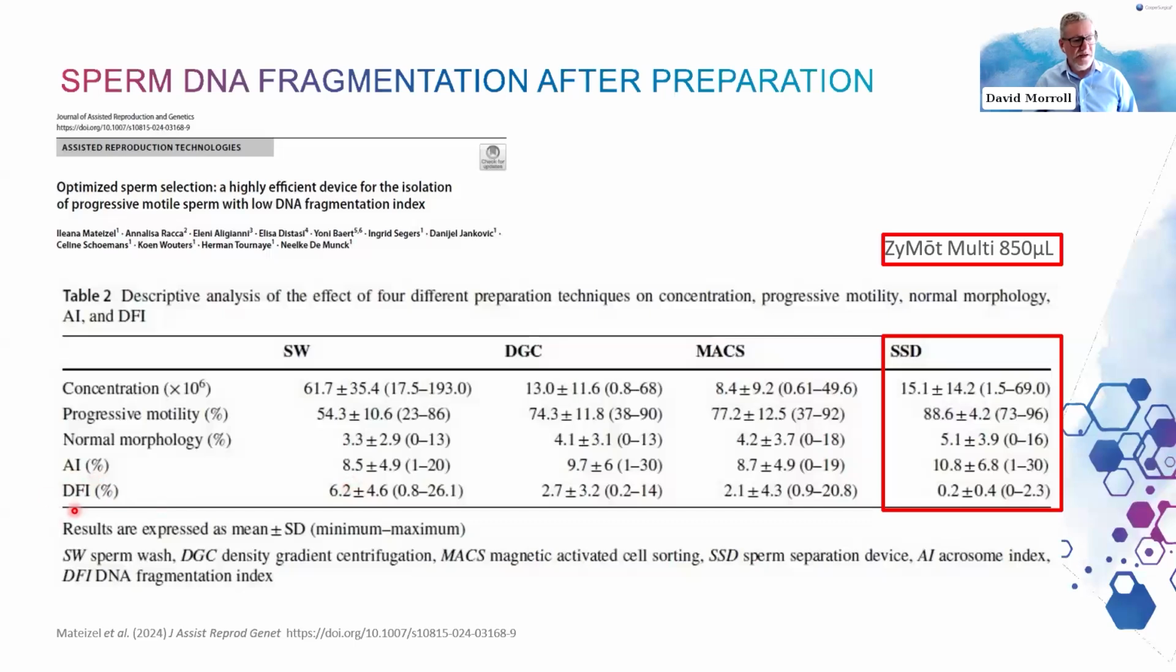And again, if you look at DFI, the DNA fragmentation index, these levels are lower than you would normally expect to see. 6% in the sperm wash, 2.7% after density gradient, 2.1% after MAX, and 0.2% with the Zymot device. So again, a stepwise decrease in sperm DNA fragmentation after this microfluidic sperm separation device, in this case, again, the Zymot multi-850.